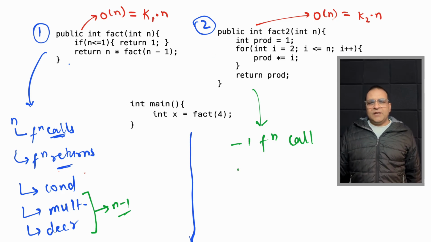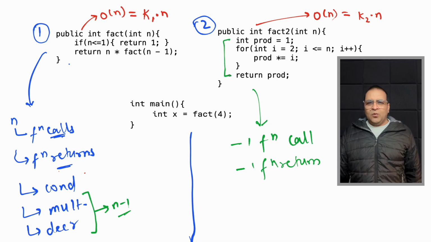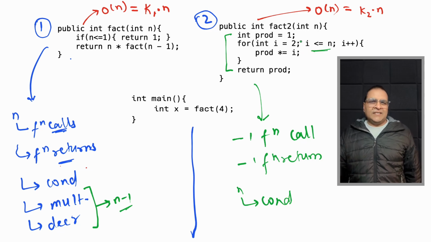So there is only one function call and there is only one function return. Now the work done by this function is the work done by only one instance of this function. There are n condition checks. Now you can say that the number of condition checks is not n because we are starting from 2, so the number of condition checks is n minus 1. But I'm ignoring that small minuscule number. There are n multiplications also. Same goes for multiplication because we are starting the multiplication from 2 and not from 1. And there are n increments also because we will be doing i++.